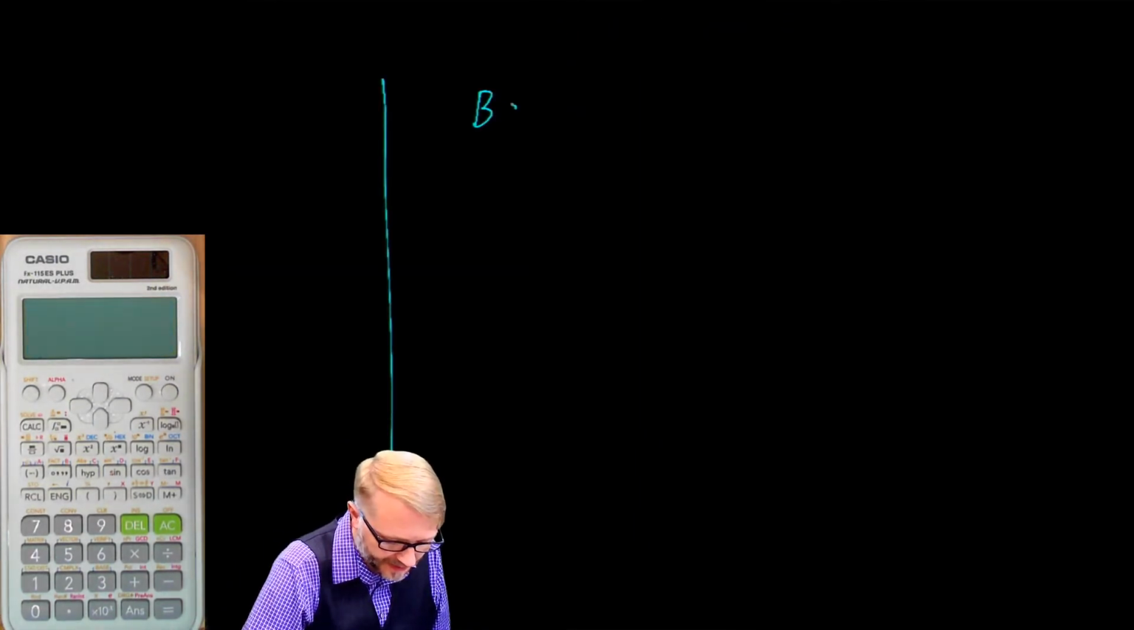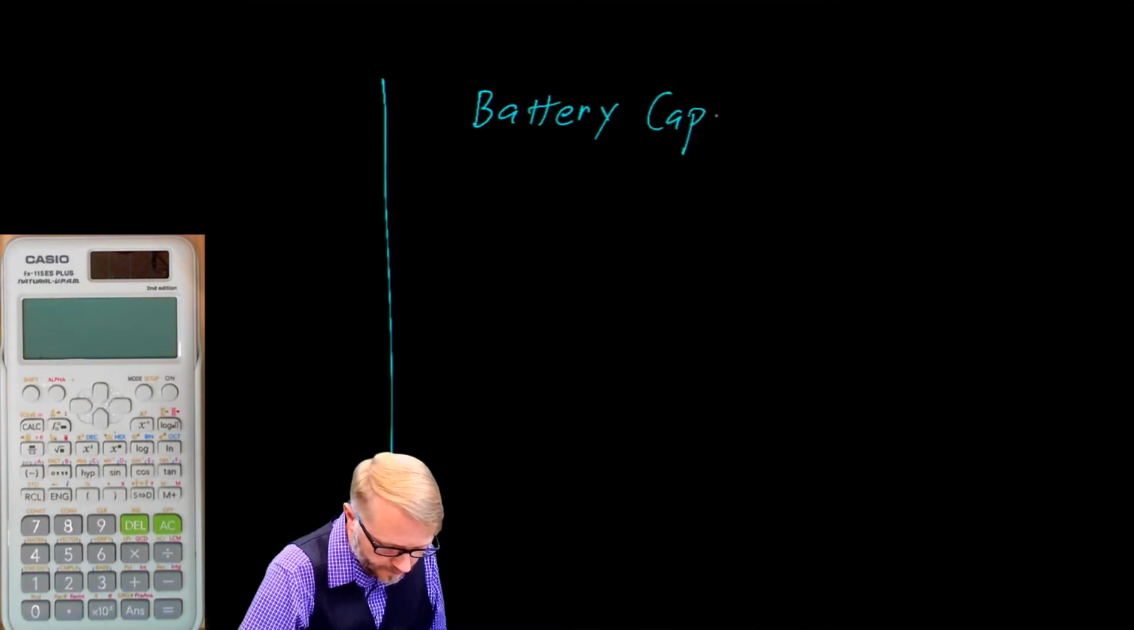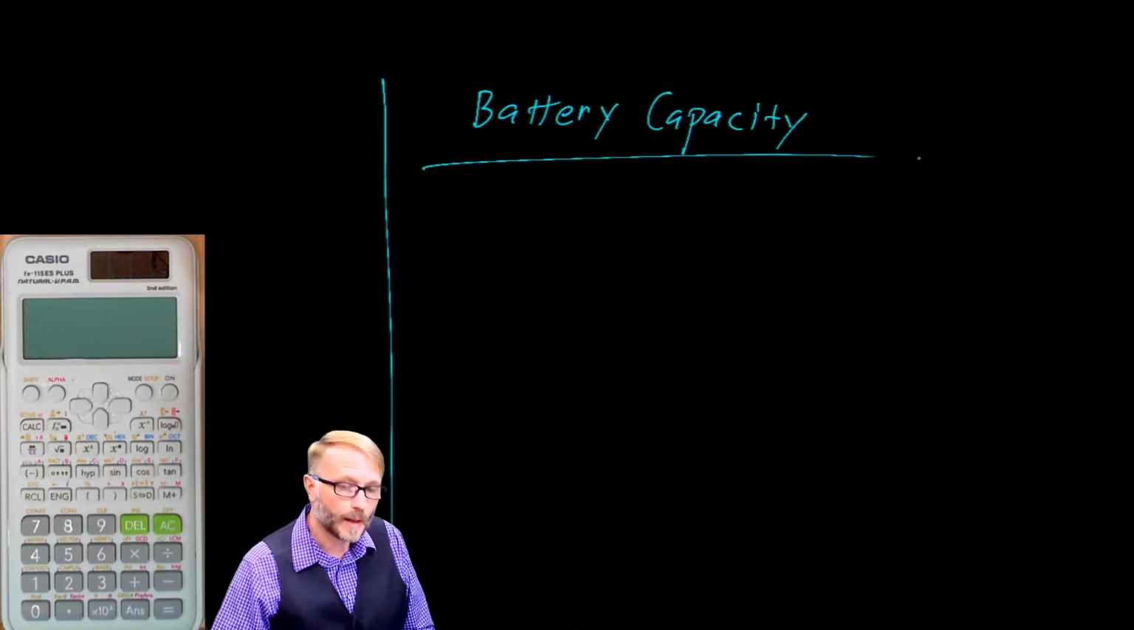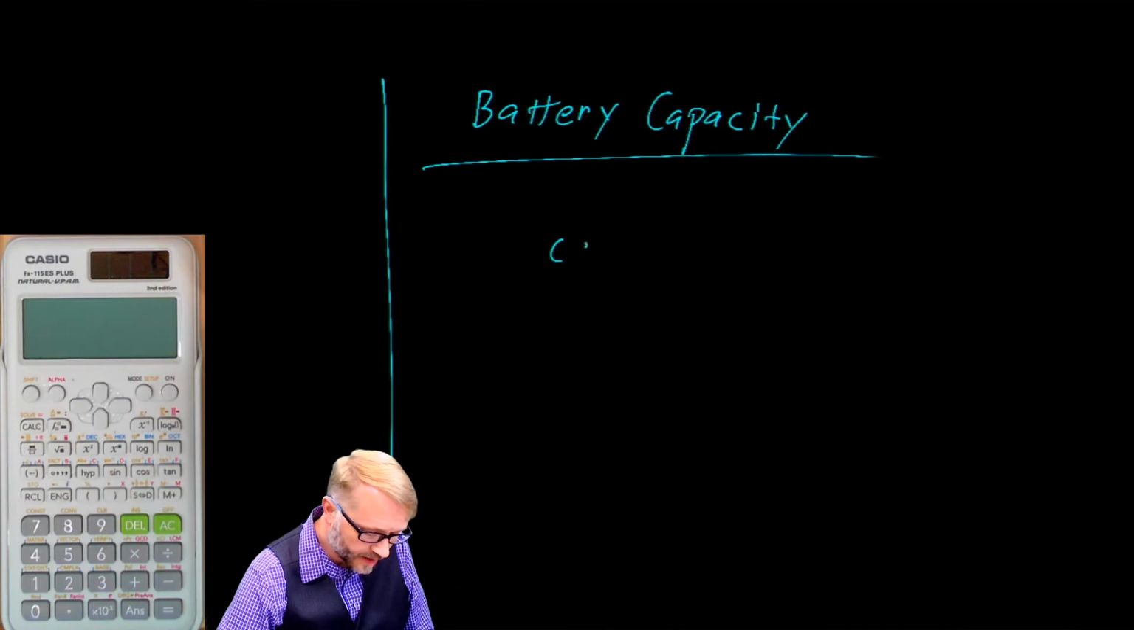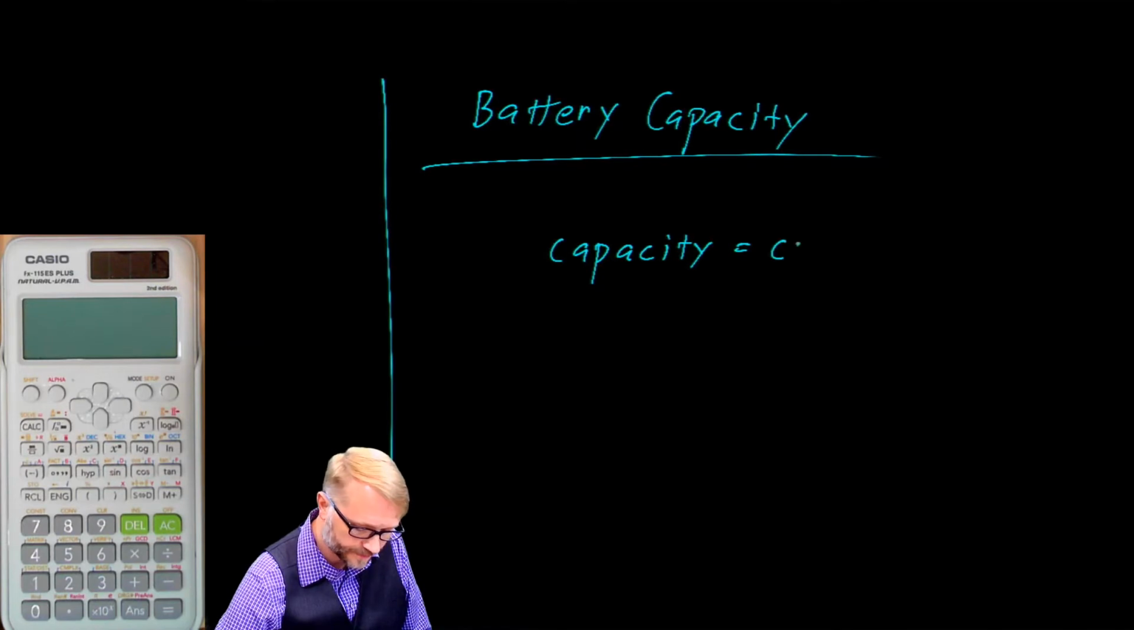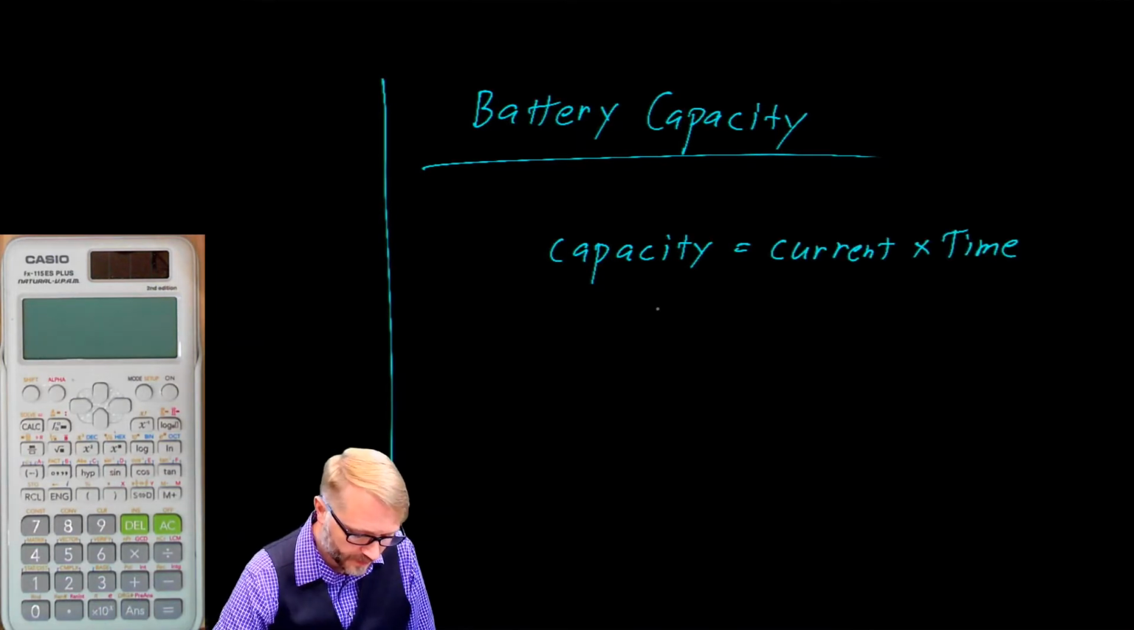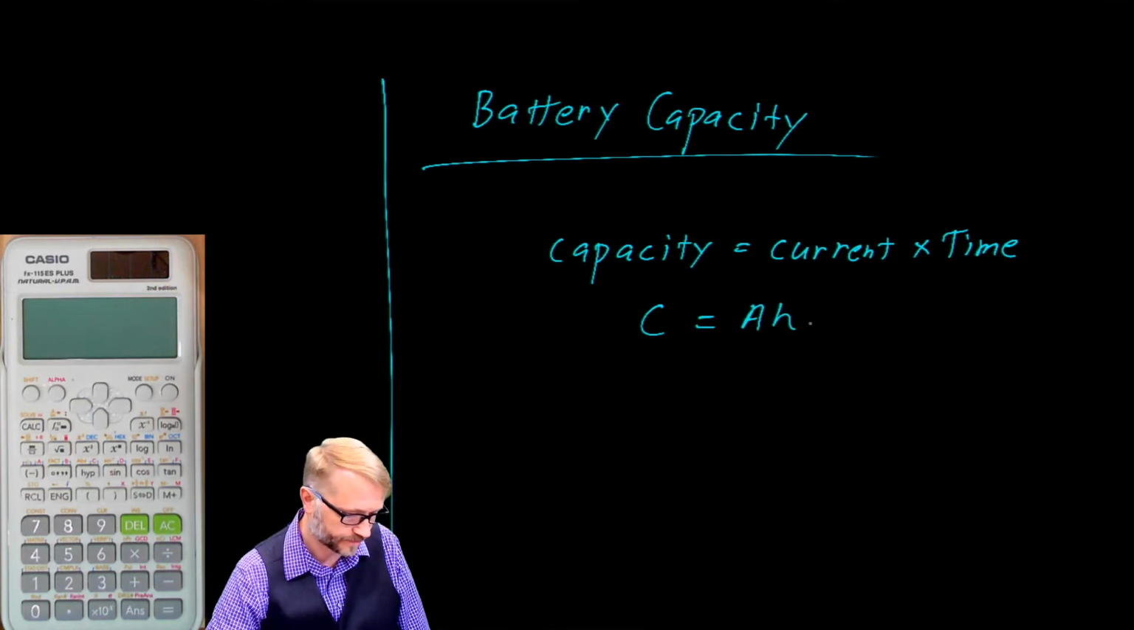Before we start our trigonometry, let's take a sidebar here and talk about battery capacity. For any battery, we know that the capacity is the product of current and time. We could shorten this up and just say the capacity is equal to amp hours.